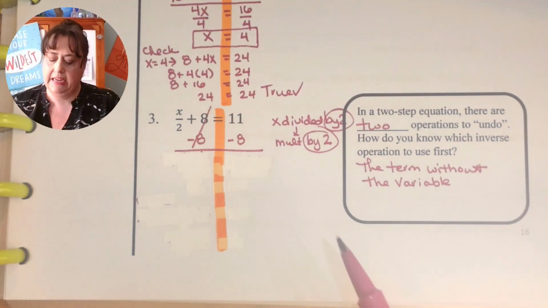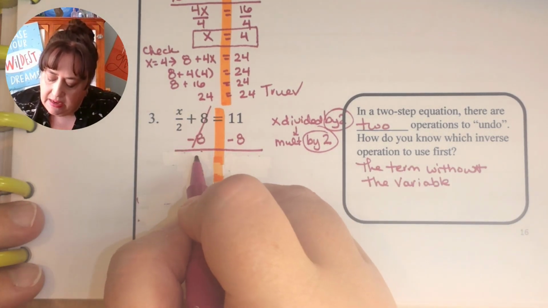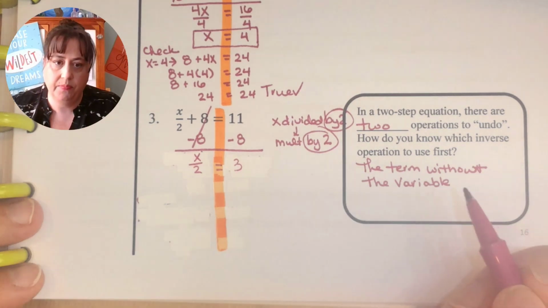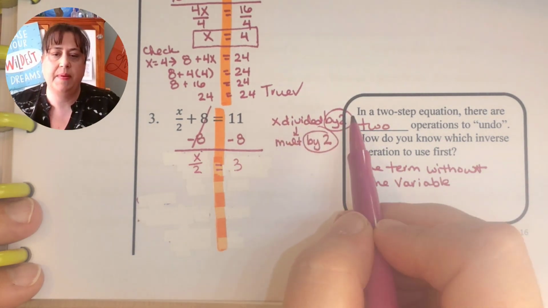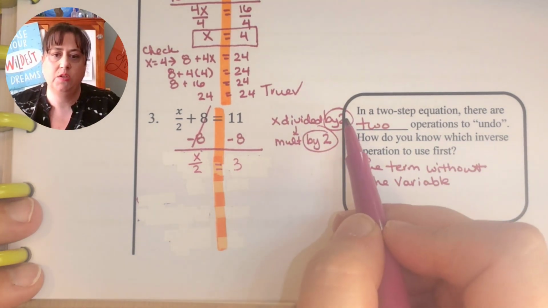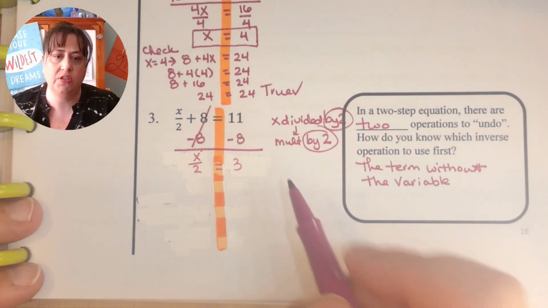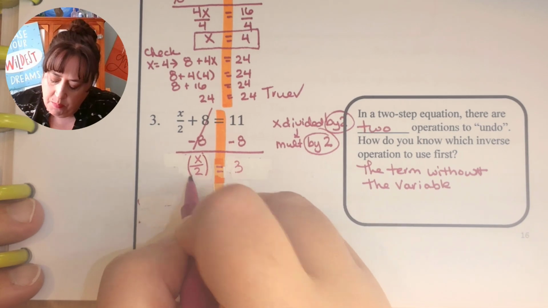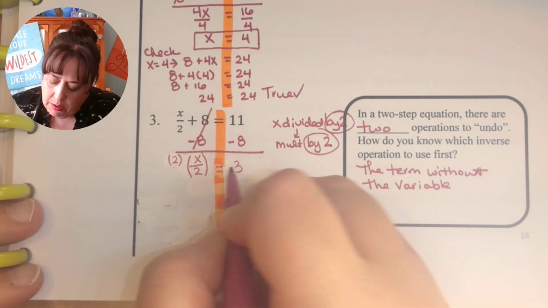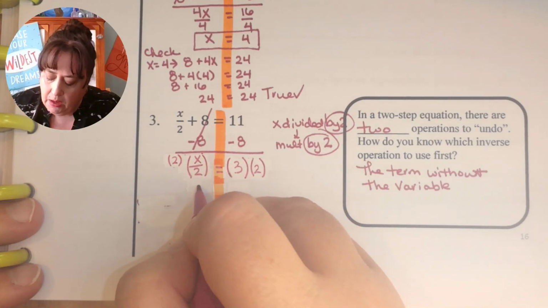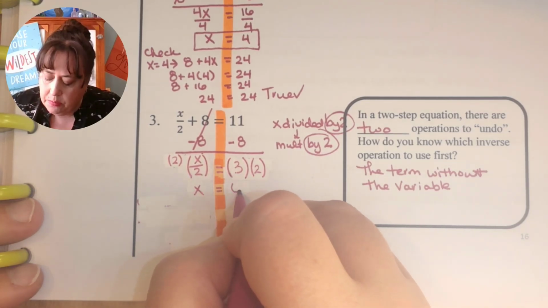11 minus 8 is 3, so we have x divided by 2 is equal to 3. So x divided by 2, the opposite is multiplying by 2. The "by 2" has to stay the same. It's only the operation that changes. So we are going to multiply both sides by 2, using parentheses to say multiplication. So x is equal to 6.